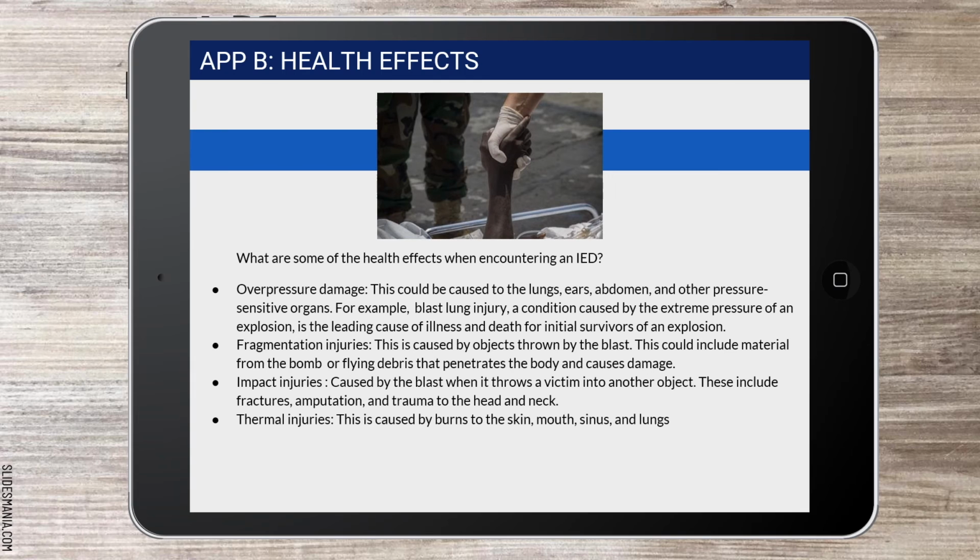Next, we have impact injuries, which are caused by the blast when it throws a victim into another object. Some of these injuries include, but are not limited to, fractures, amputations, and trauma to the head and neck. Finally, there's thermal injuries, which is caused by burns that seep through the skin, the mouth, and the lungs.